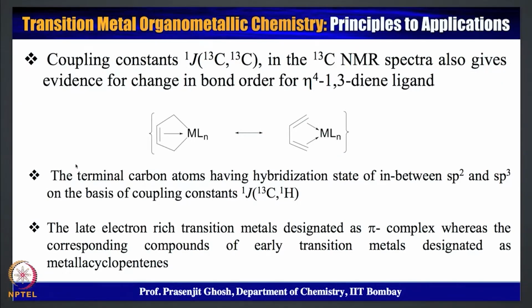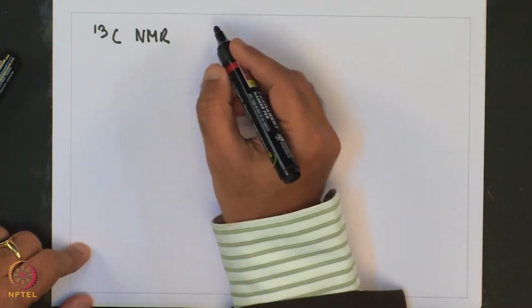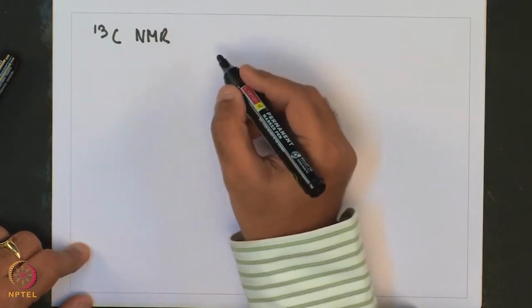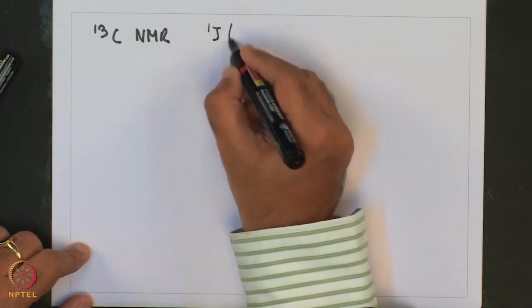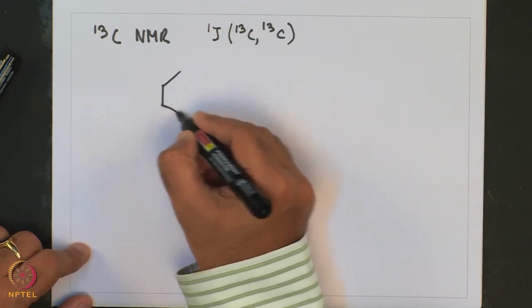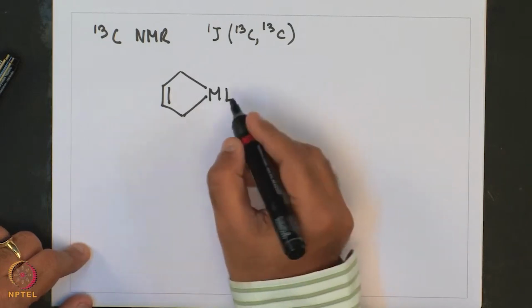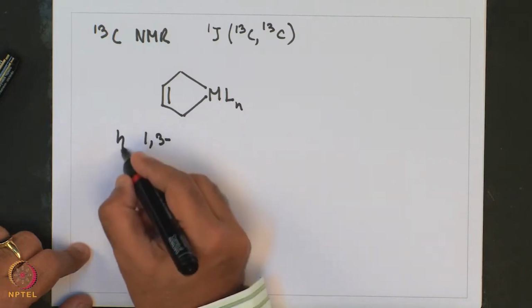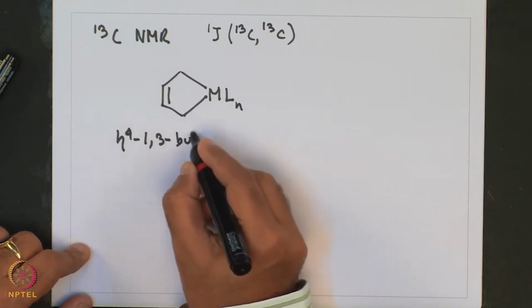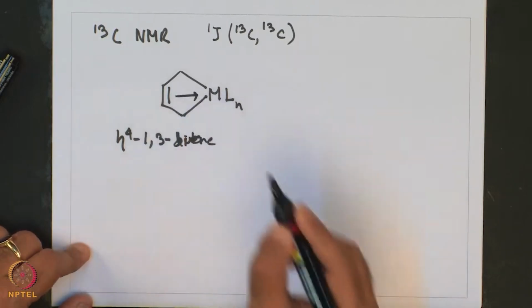The binding of butadiene to the metal can be characterized by various NMR techniques. For example, carbon NMR is certainly useful for characterizing the binding of butadiene to the metal complexes, and the carbon 13 coupling constant is far more useful in ascertaining this binding to the metal. For example, in eta 4 1,3 butadiene, this is one type of binding.